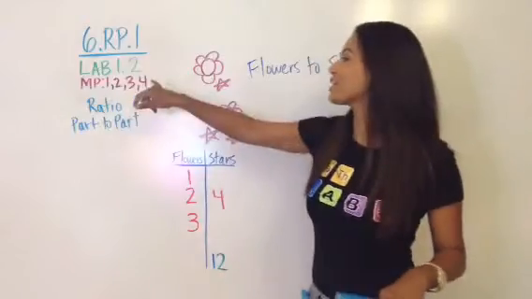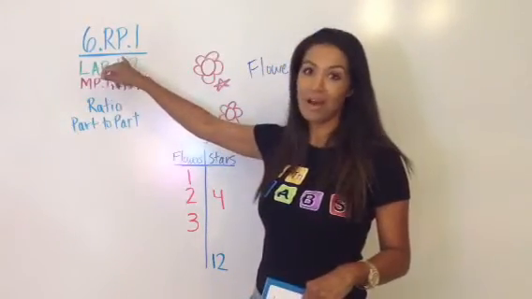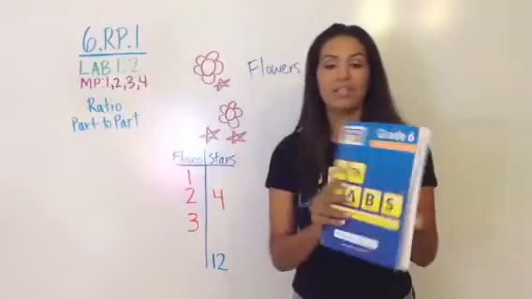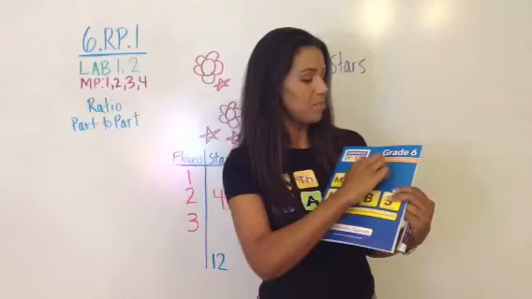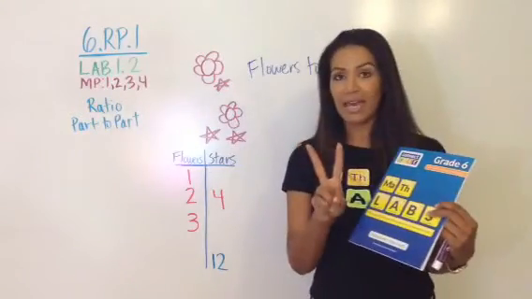Today we are looking at Lab 1.2, which corresponds to Common Core State Standard 6.RP.1, which in the Math Lab book, in the 6th grade book, is Ratio and Proportional Relationships. This is the second lab.